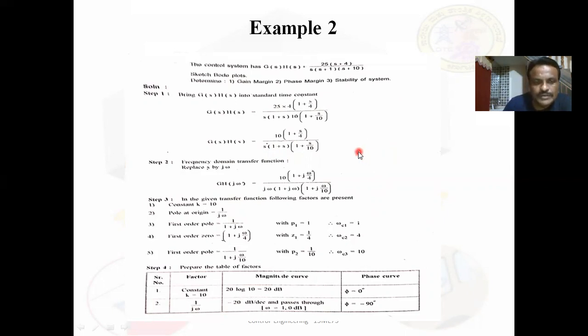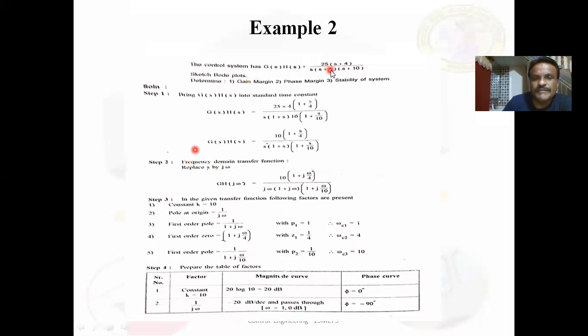Coming to the second step, we have to convert the s domain to the frequency domain. For that, we put s = j omega wherever s is there. So G(j omega)H(j omega) = 10(1 + j omega/4) / [j omega(1 + j omega)(1 + j omega/10)]. Once you convert the s domain to the frequency domain, coming to step 3, we have to identify how many factors there are in the open loop transfer function.